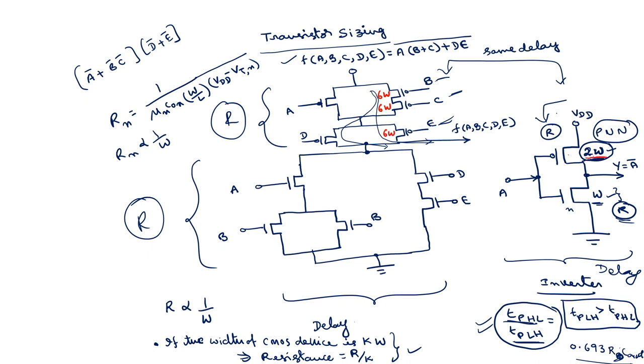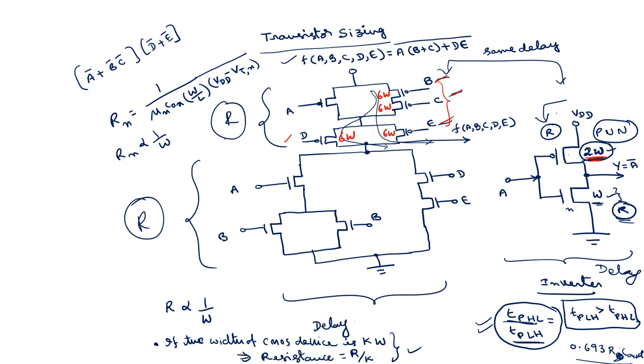This is 2W. So if this is 6W, 6W, 6W, then the resultant resistance becomes R. Here this 2W resistance is R. So you see the size of B, C and E. Now what about D? B, C, E and B, C, D are two worst case paths. So in B, C, E, if you have 6, 6, 6, this also should be 6W, then only both will give the same equal resistance.